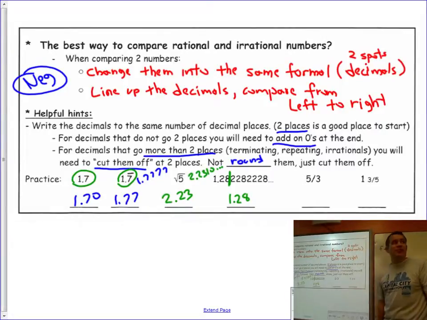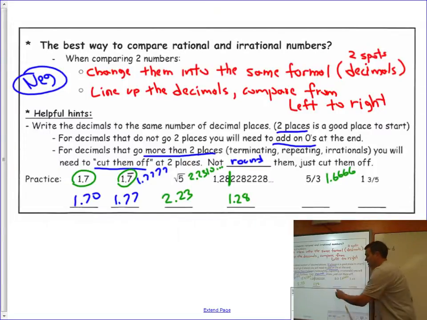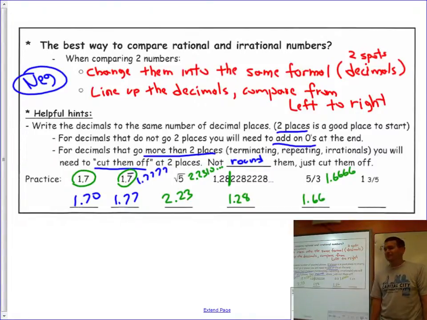Next, I have a fraction. I have 5/3. I'm going to take 5/3 and change it into a decimal. That'd be 5 divided by 3. And I get 1.6666. It's a repeating decimal. So I'm going to cut it off after 2 spots, 1.66. And last, I have 1 3/5. So I'm going to change the 3/5 into a decimal on my calculator. 3 divided by 5, that would be 1.6. It's a terminating decimal, but I want it to go 2 decimal places, so I'm going to add a 0 on the end. All right, that is just a little practice, how to change any number into a decimal and write it the same number of spots. I will do part 2 with the examples on the next video.